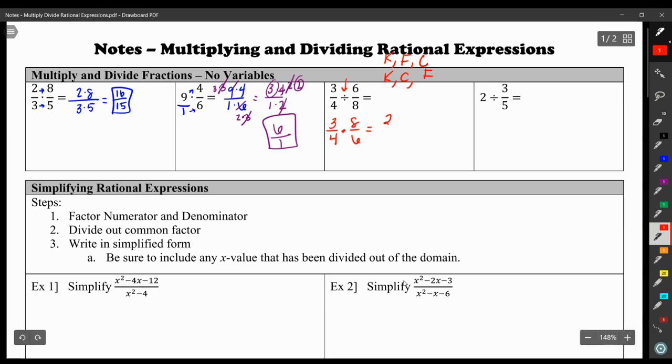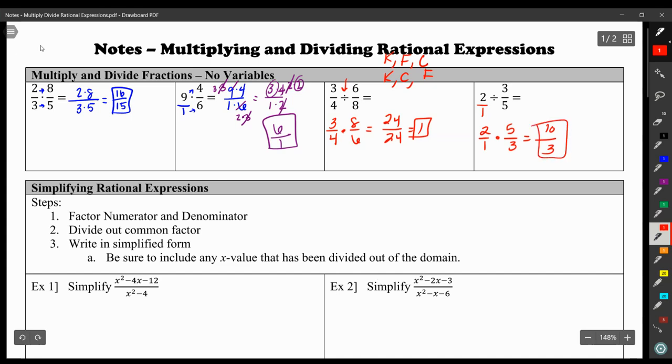3 times 8 makes 24. 6 times 4 makes 24. And 24 divided by itself is 1. Same thing with a whole number. This is 2 over 1. So 2 over 1 stays. Change the division to multiplication and flip 3/5 into 5/3. And then multiply. 2 times 5 makes 10, and 1 times 3 makes 3.